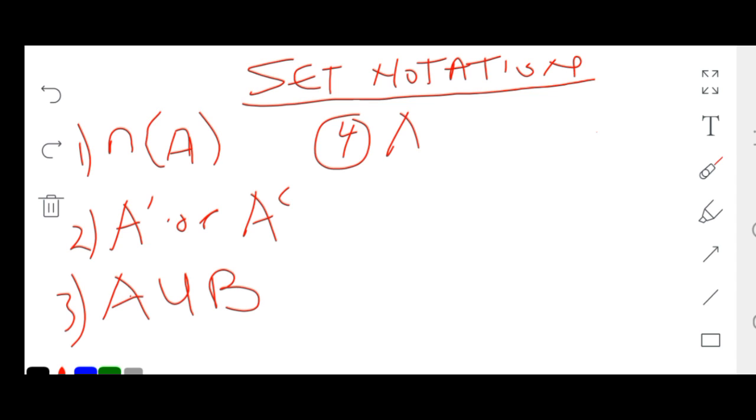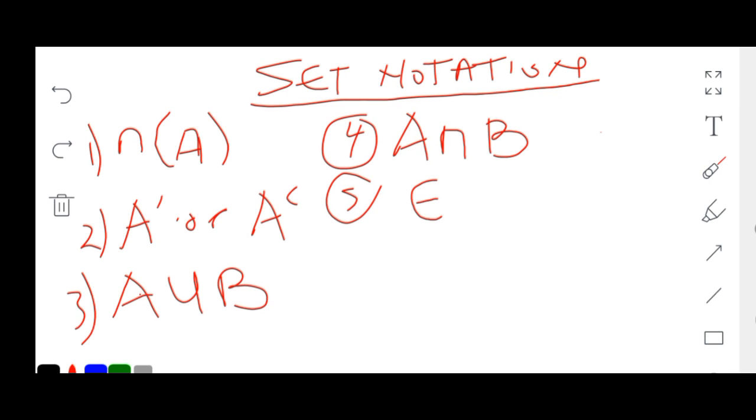Number 4 will be A intersection B. That is to say, what is common between A and B. So what are those things that are common between A and B? We call it A intersection B. When things are common between them, we call it A intersection B. Let's go to number 5. Number 5 is going to be member of.